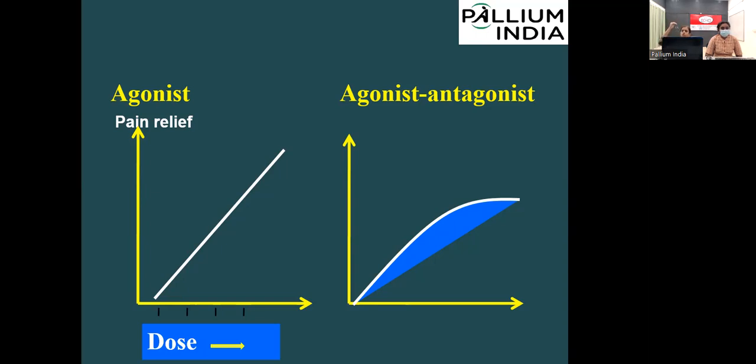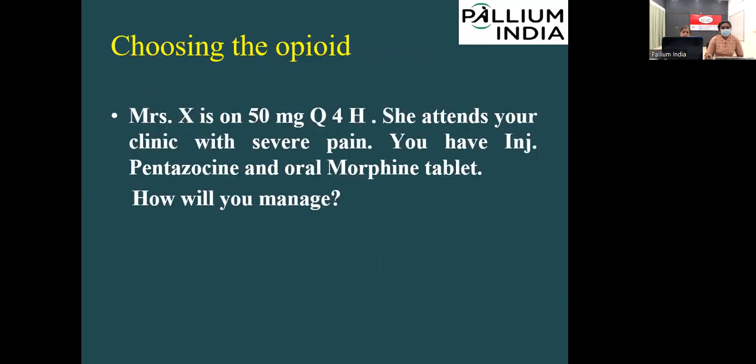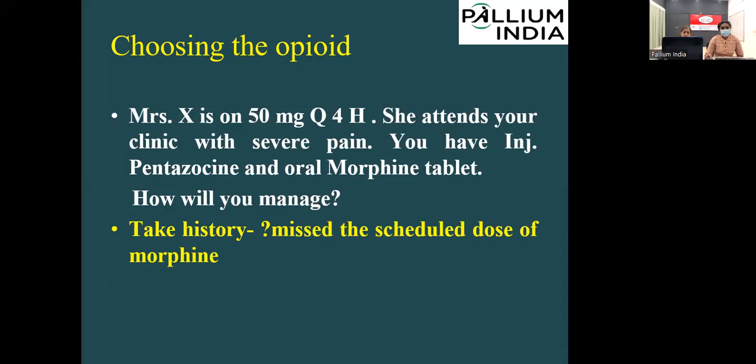If you give pentazocine or buprenorphine or tramadol, you have a ceiling. You hit the ceiling when you go up, and you have to stop there. There is no pain effect after that. So when the patient is coming to your clinic, you have injection morphine, injection pentazocine and morphine; first thing, ask whether they have missed any dose of morphine. And it is better to use your tablet morphine. Otherwise, if you give pentazocine, it will replace morphine from the mu receptors.